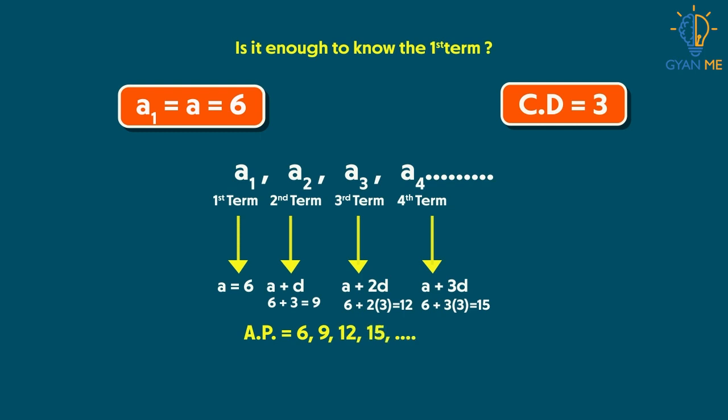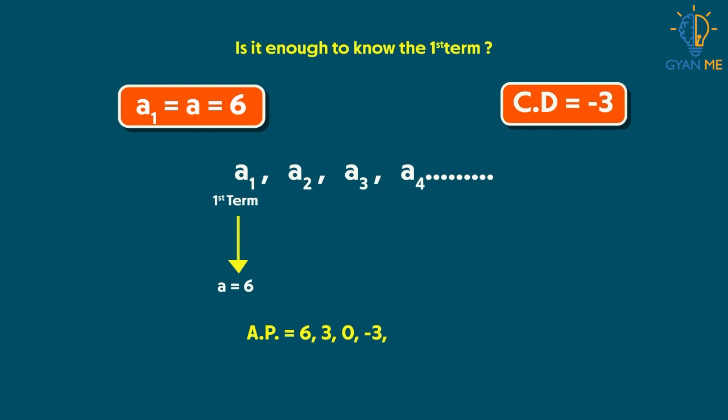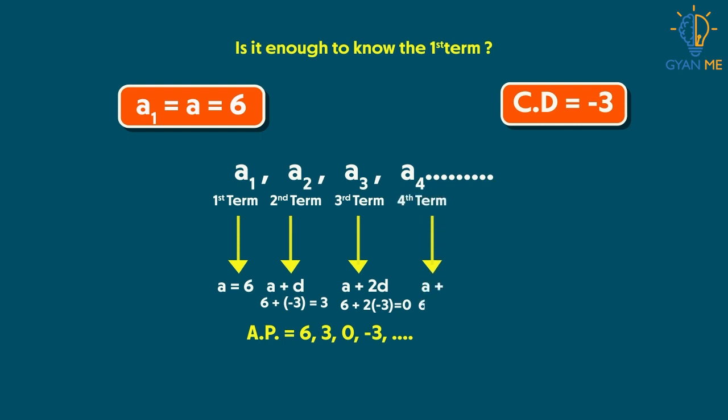Now, if the first term A is still 6, but D is minus 3, then what will be the AP in this case? Yes, the AP would be 6, 3, 0, minus 3, and so on. And how is this? It's simple. The second term is A plus D, which is 6 plus minus 3, which is 6 minus 3, equal to 3. The third term is A plus 2D, which is equal to 6 minus 6, equal to 0, and so on.